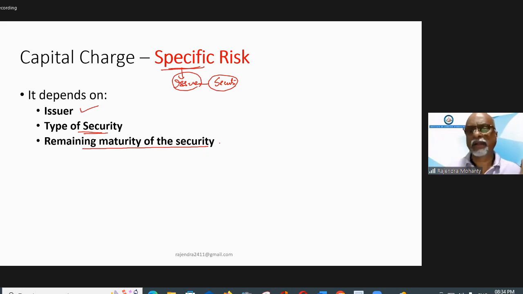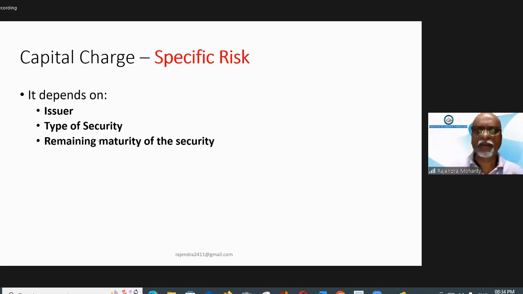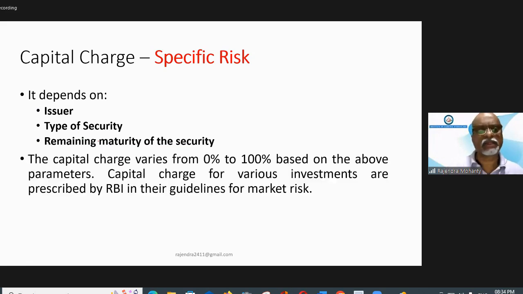Here the modified duration will tell how much risk there is, depending on the remaining maturity of the security. So basically, specific risk capital charge will depend on three factors: one is the issuer, one is the type of security the bank is holding, and another is the remaining maturity of the security. You should remember this. Sometimes MCQs come, so if you remember this, you can easily answer those questions.